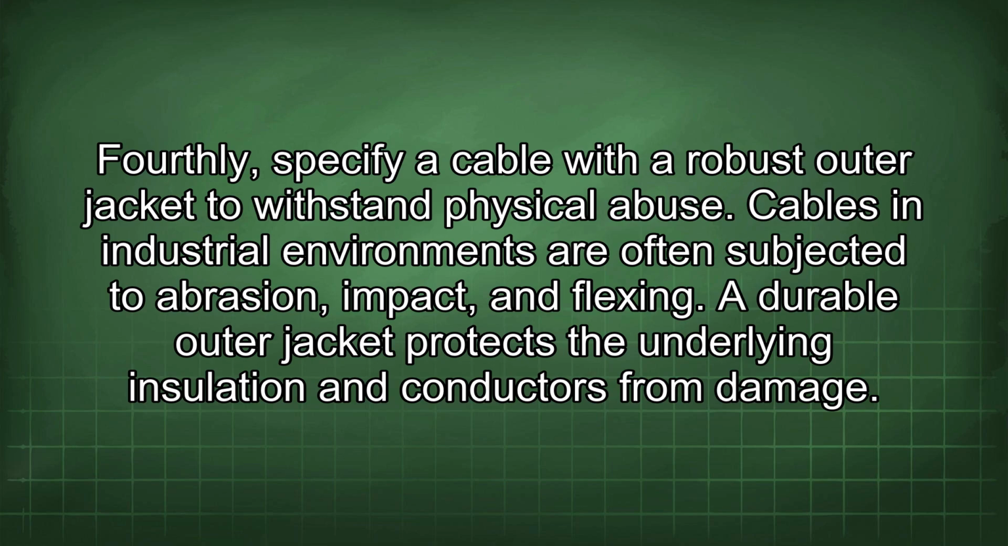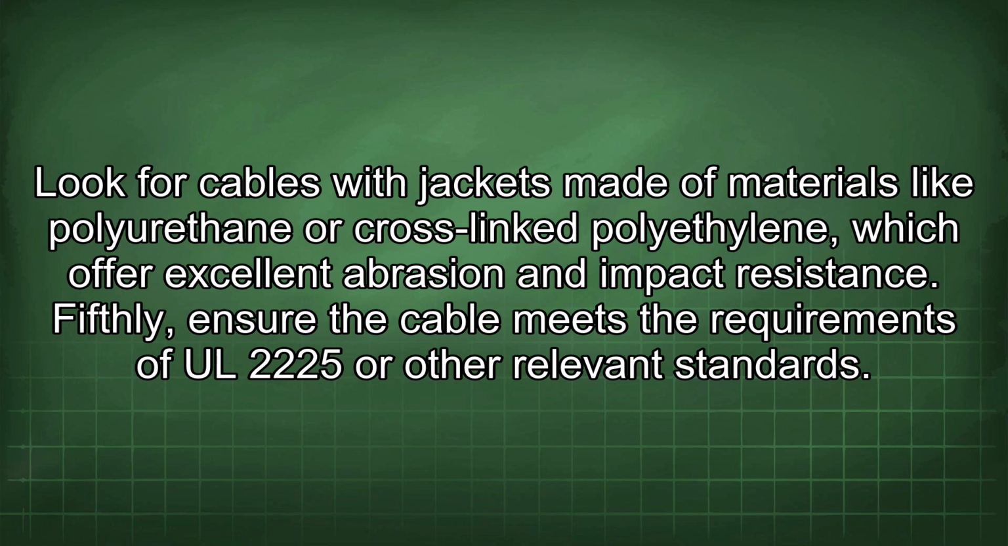Fourthly, specify a cable with a robust outer jacket to withstand physical abuse. Cables in industrial environments are often subjected to abrasion, impact, and flexing. A durable outer jacket protects the underlying insulation and conductors from damage. Look for cables with jackets made of materials like polyurethane or cross-linked polyethylene, which offer excellent abrasion and impact resistance.